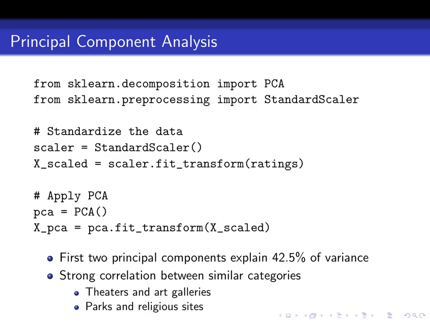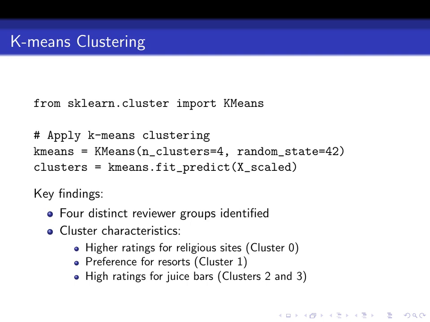Moving on to clustering, we can use k-means to identify groups of reviewers with similar preferences. Here's how we implement k-means clustering in scikit-learn. Our analysis revealed 4 distinct groups of reviewers, each with unique characteristics. We found that some reviewers consistently gave higher ratings to religious sites, while others showed a strong preference for resorts. Interestingly, 2 clusters showed particularly high ratings for juice bars.